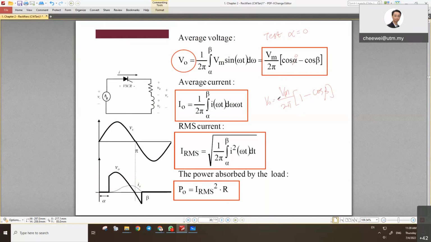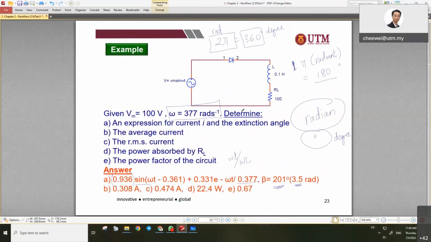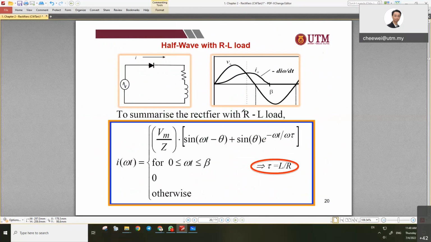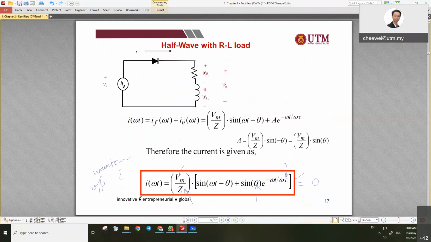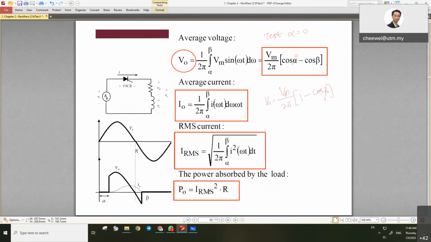Okay, the same thing goes to the average current. You can integrate from alpha to beta of the i(ωt). But the i(ωt) is a very complicated equation. As I said just now, you don't have to memorize this box, but you need to know how to find the parameters inside the box. So you can use this one if it is provided to find the average current. So you will definitely find this case here.